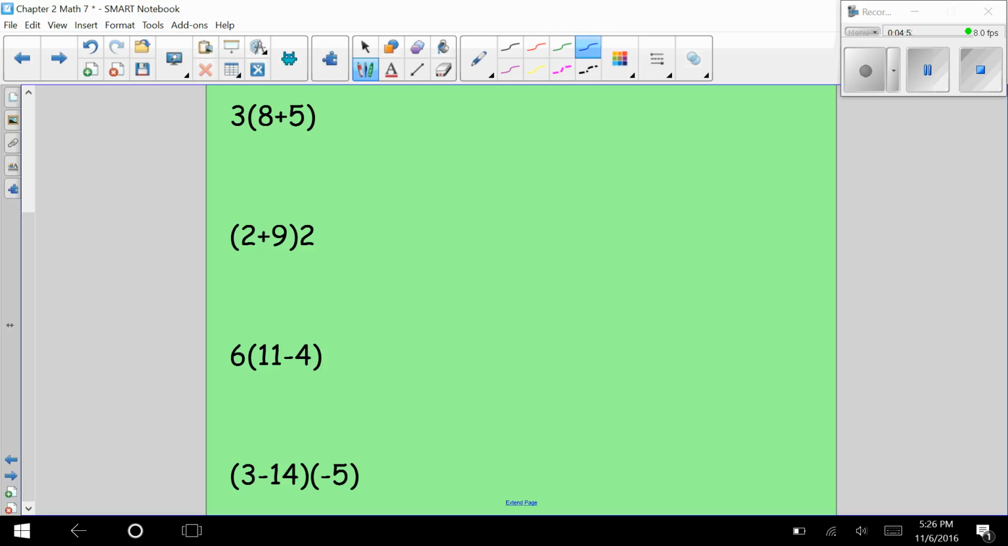So for the first one, we would distribute the 3 times the 8 plus the 3 times the 5. And then we have 24 plus 15, which is 39. If we used order of operations, 8 plus 5 makes 13, times 3 makes 39.